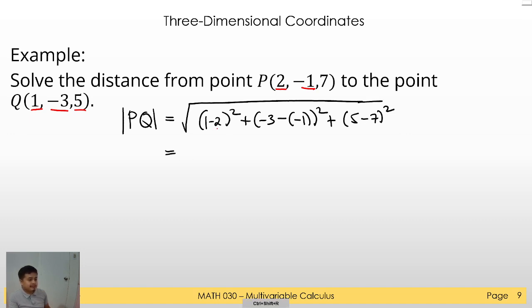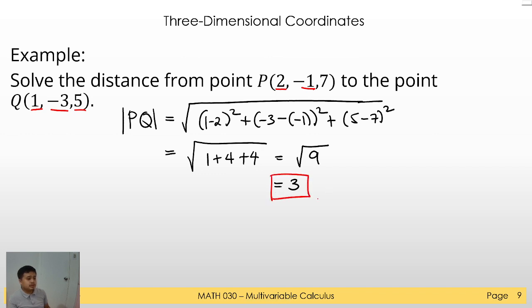To simplify, we have the square root of negative 1 squared, which is 1. Negative 3 plus 1 is negative 2, and negative 2 squared is 4. Then negative 2 squared is 4 again. So we have the square root of 1 plus 4 plus 4, which is the square root of 9, equal to 3. Therefore, the distance between these 2 points is 3 units.